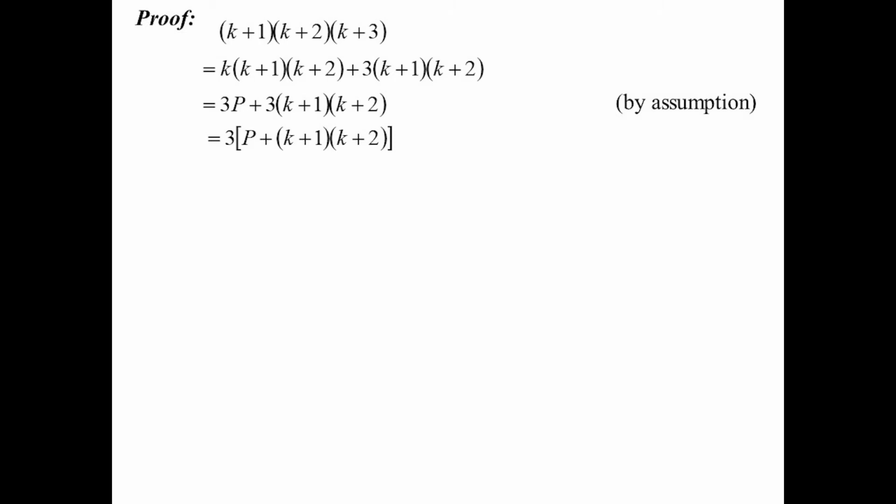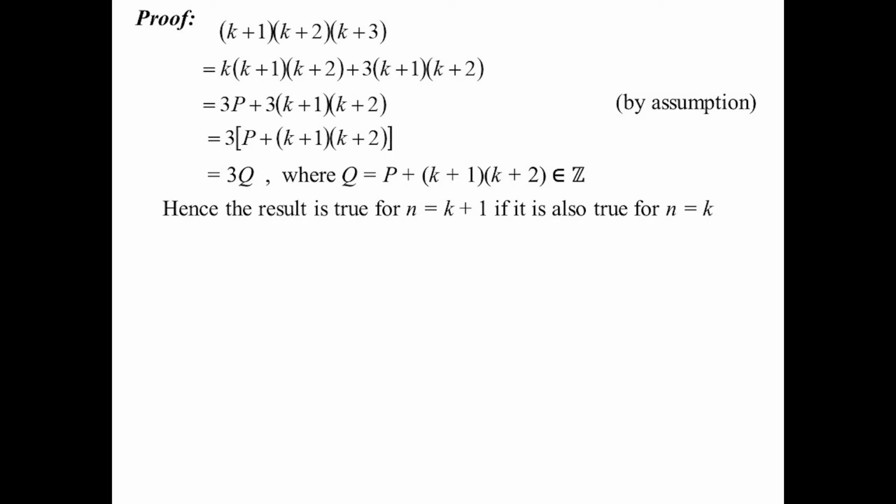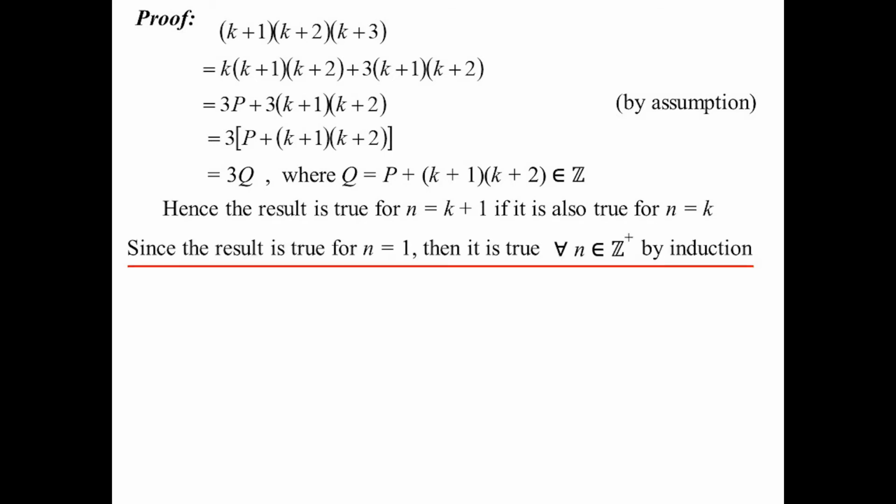The only thing we have to do is confirm that that is indeed a whole number. Well, p, we assumed that was a whole number. k, we assumed that was a whole number. If you add 1 to a whole number, you're still going to get a whole number. If you add 2, you're going to get a whole number. If you multiply 2 whole numbers together, you're going to get a whole number. If you add a whole number with a whole number, you're going to get a whole number. So yes, indeed, it is fair enough to say that that's equal to 3q, where my q is equal to p plus (k plus 1)(k plus 2), which is indeed a member of the integers. So voila, hence it is true, etc., etc., etc.